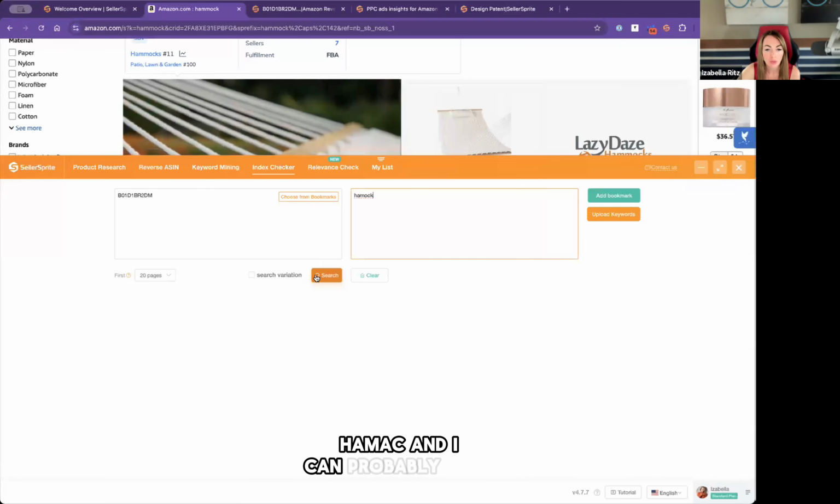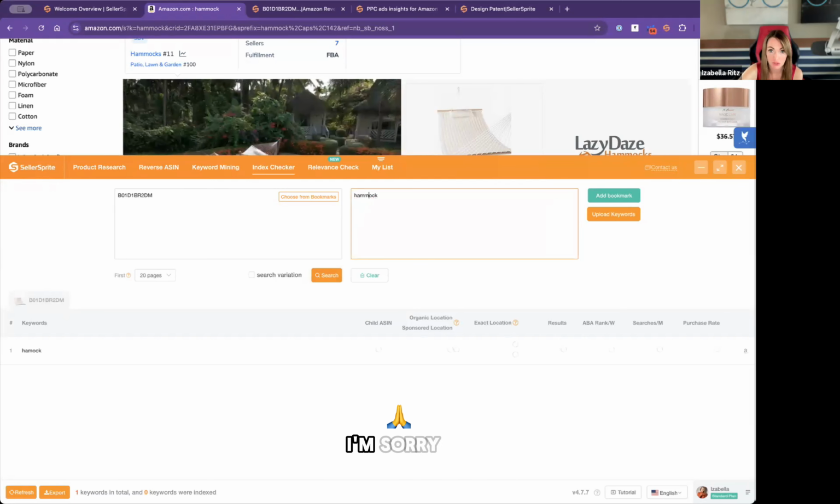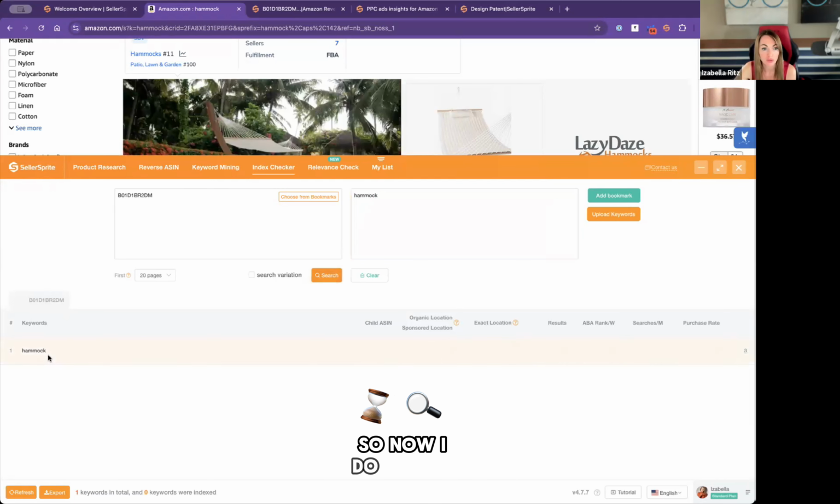And I can probably start doing search here. Actually, I added hammock with just one M. I'm sorry, I misspelled it as well. So now I do search. So now what do I see here?